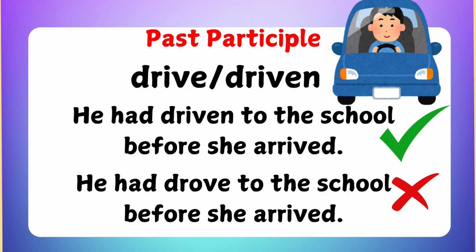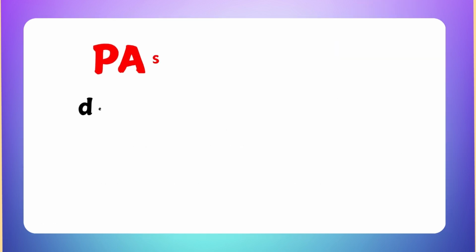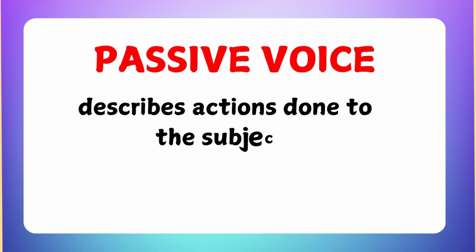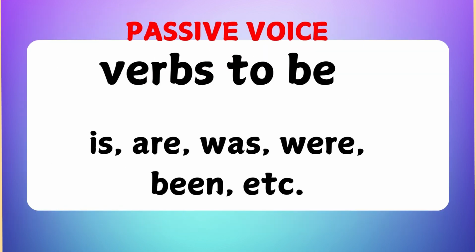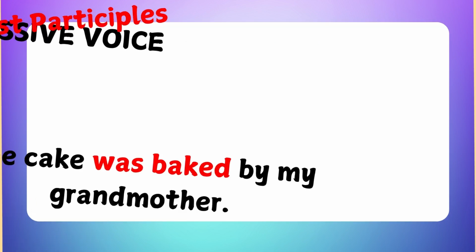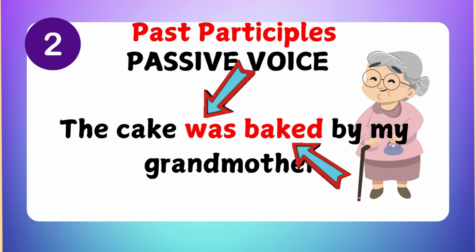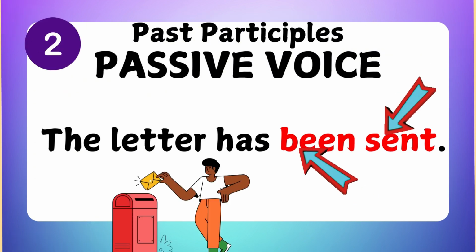Another way to use past participles is when speaking in the passive voice. We use it with the verbs to be, which are is, are, was, were, been, and so on. Example, the cake was baked by my grandmother. Was is a verb to be, baked is the past participle of bake. The letter has been sent. Been is a verb to be, sent is the past participle of send.